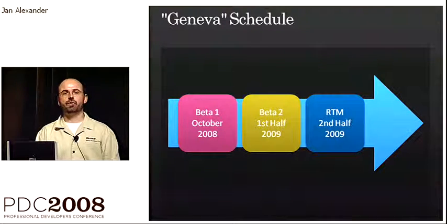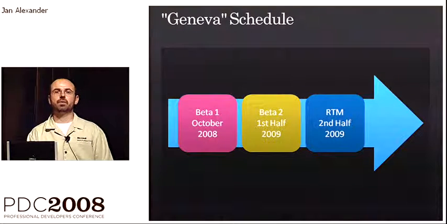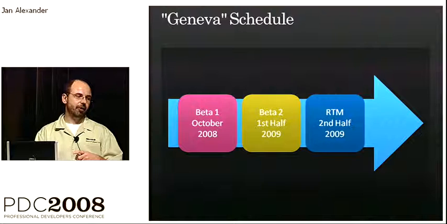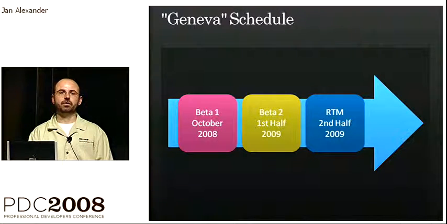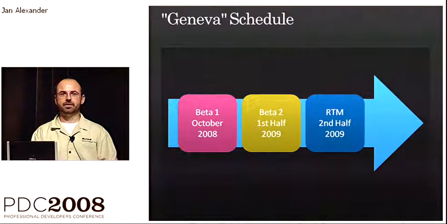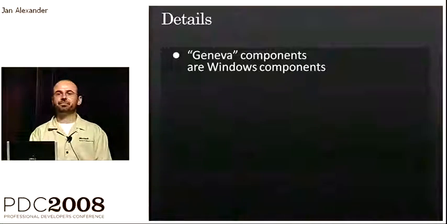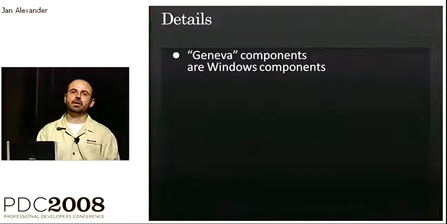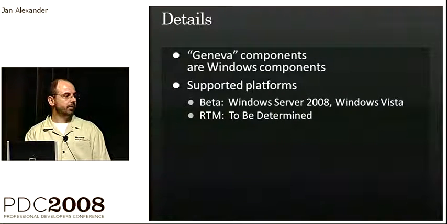You get a beta 2 in the first half of 2009, and we are shooting for RTM in the second half of 2009, where the framework, CardSpace, and the server will all be available for general use. And all of that is under the Windows license, so you don't have to pay any more than you pay for Windows. You get everything that I just showed you and more.